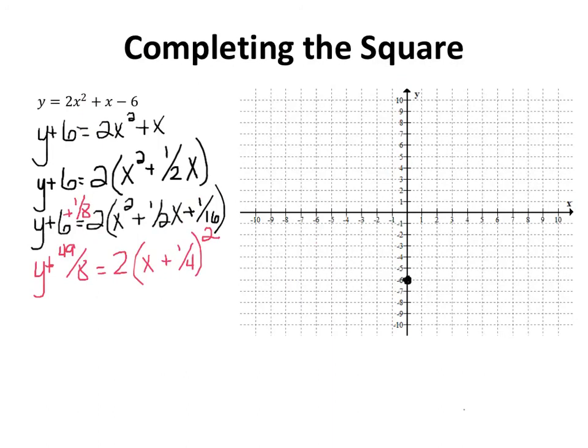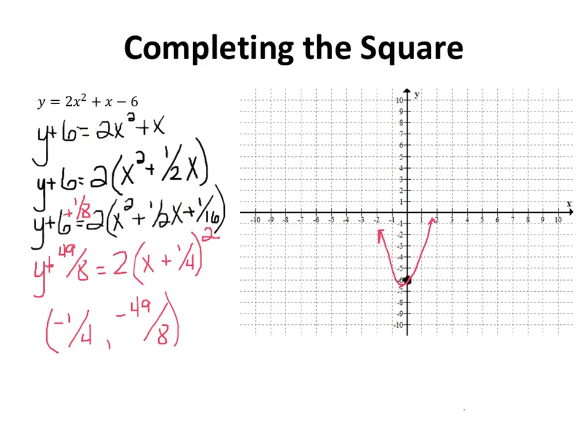So as we write out our vertex, we have -1/4, -49/8. That is going to be very difficult to see, but we'll do our very best. That vertex is really, really close to the point we've given. We're going to have another point here, and this is sort of what our graph will look like.